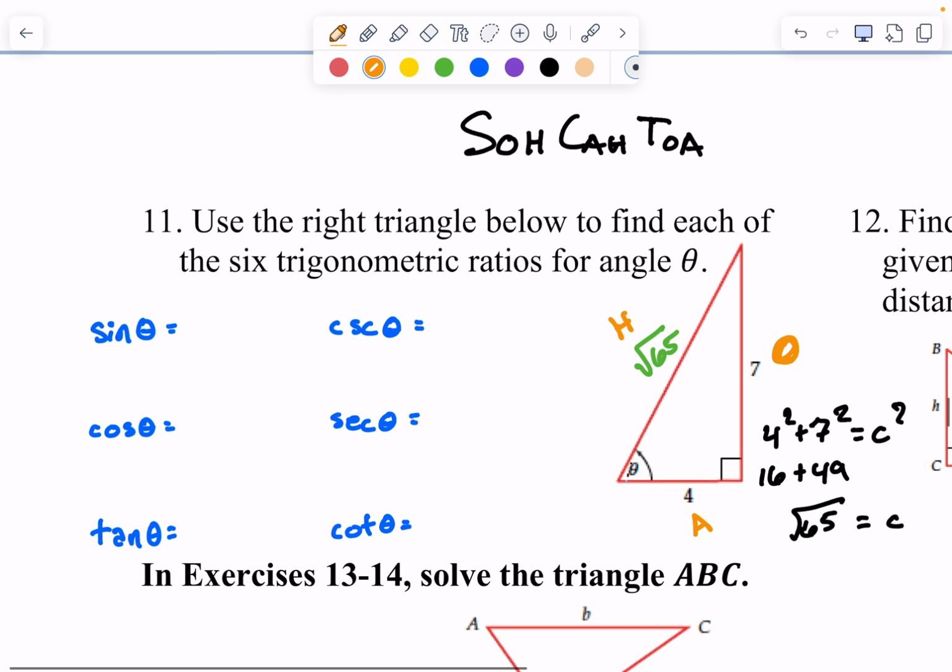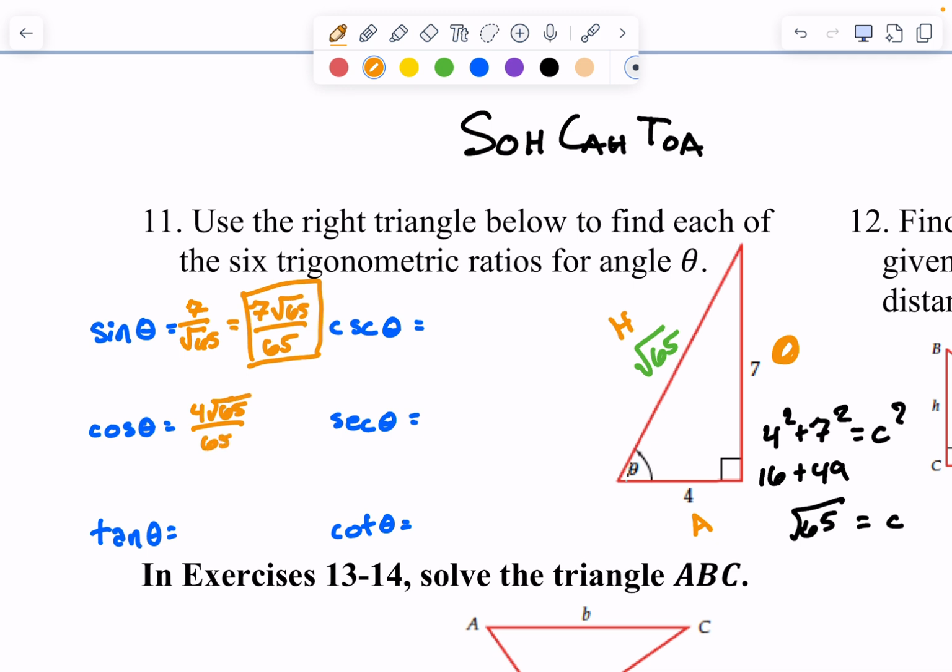Okay, so sine is opposite over hypotenuse. What does that look like? 7 over the square root of 65, and when we rationalize, it's 7 square root of 65 over 65. Can you do the rationalizing part in your head? Yeah. Cosine is adjacent over hypotenuse, so 4 over the square root of 65, or 4 square roots of 65 over 65.